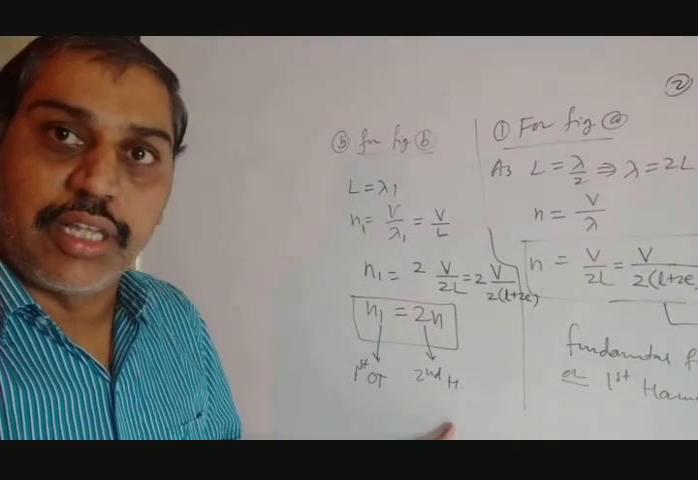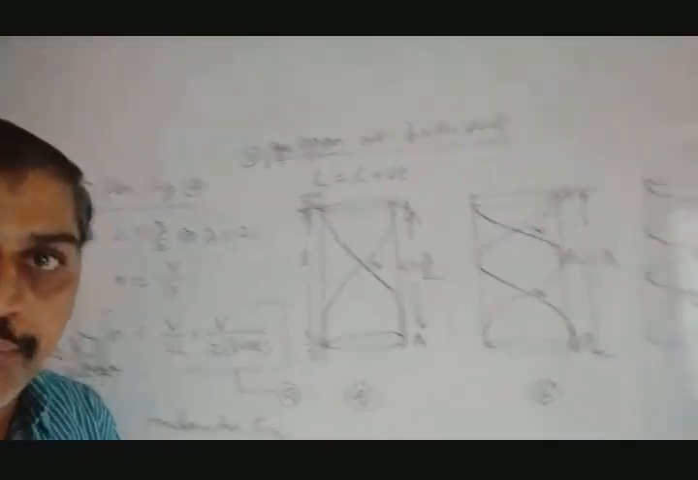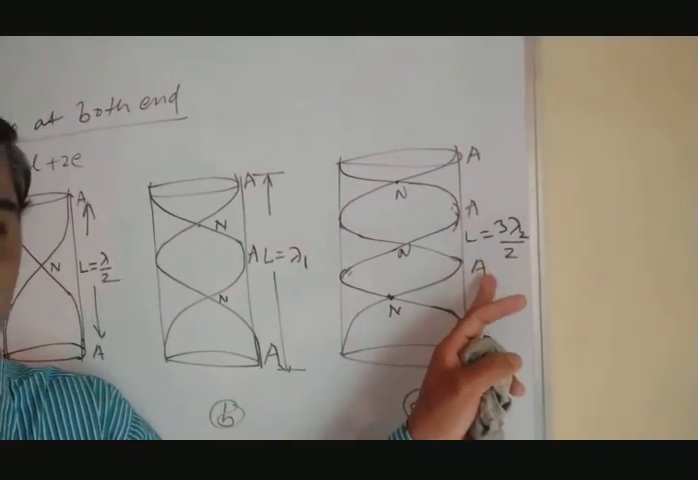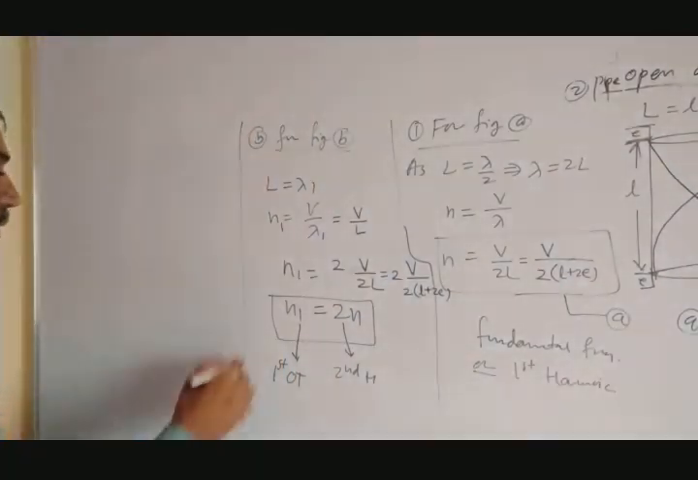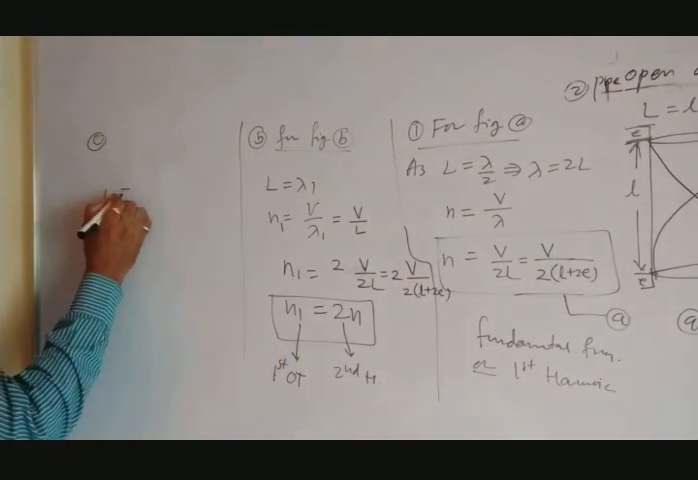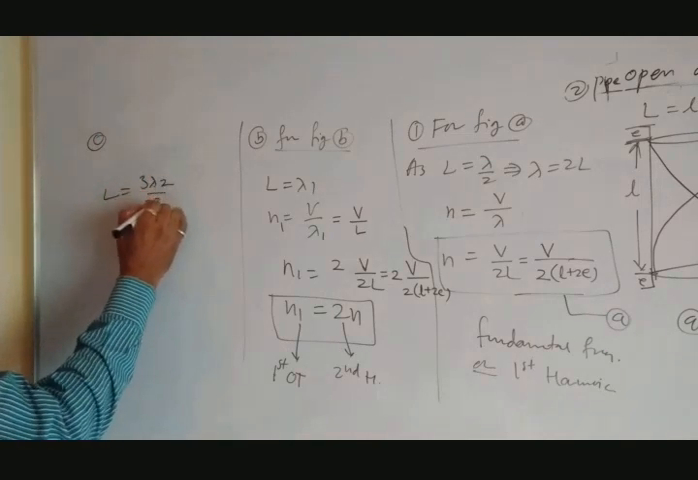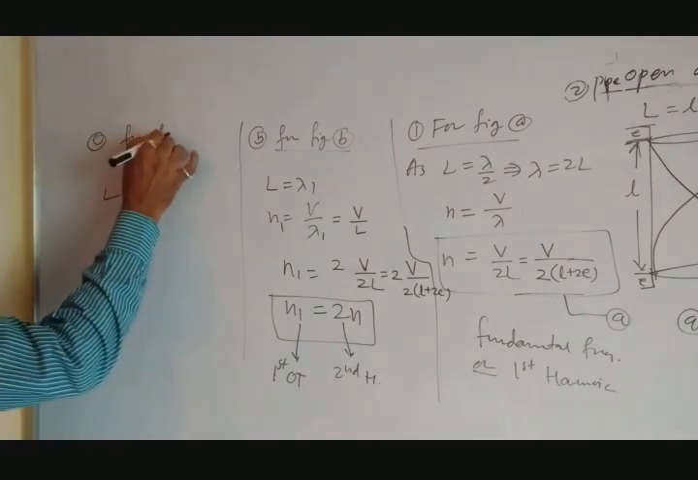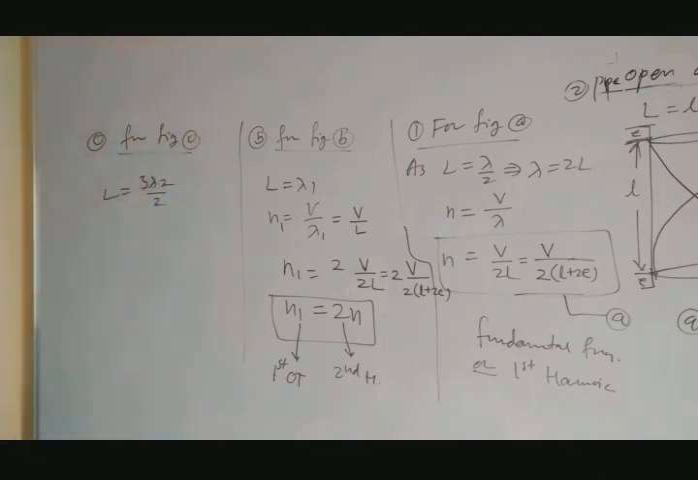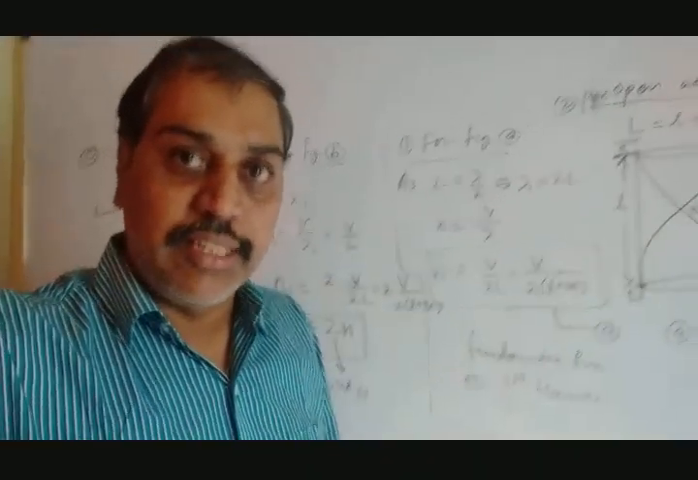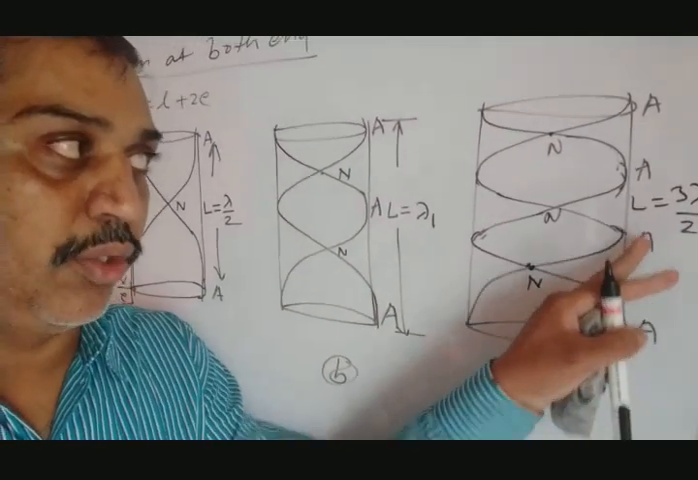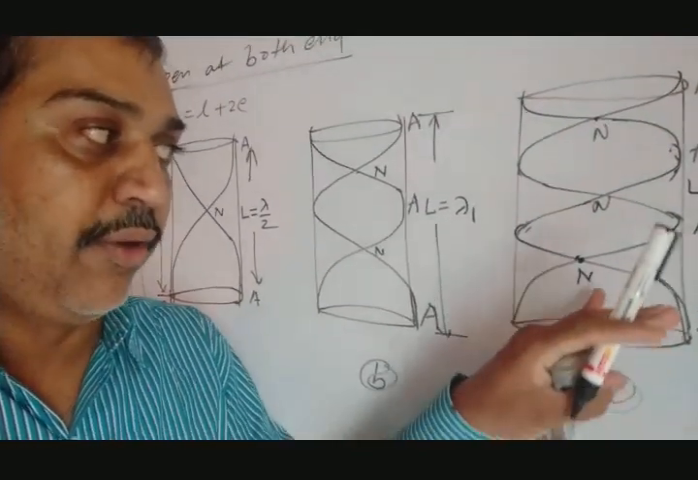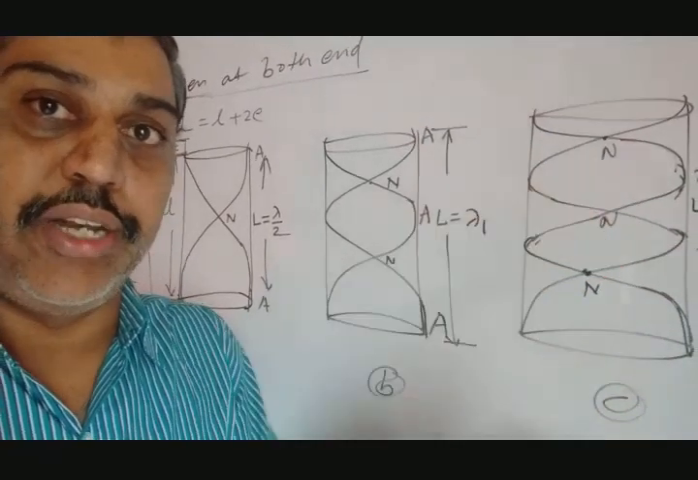Let's go to the third diagram. From the third diagram, what can we write here? L equal to 3 lambda 2 by 2. So it is for figure C, L equal to 3 lambda 2 by 2. For figure C means, for this figure where 4 antinodes are formed, 1, 2, 3, 4, and 3 nodes are formed, 1, 2, 3.